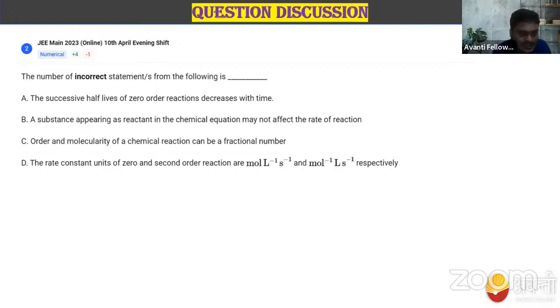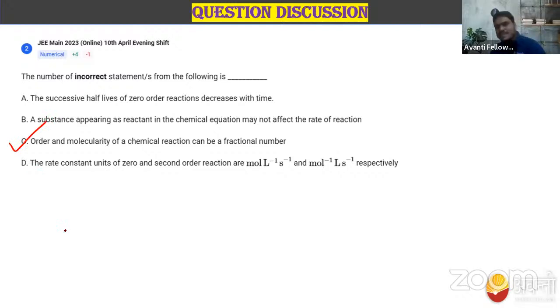देख वन बाय वन बात करते हैं. सबसे पहले बेटा, the successive half-life of zero-order reaction decreases with time. A and B, B and C. ओके, इनकरेक्ट है ना. B and C. Why B beta? A substance appearing as a reactant in the chemical equation may not be affected by the rate of reaction. तो सही बोल रहा है. C. JNB भावनगर ने बोला है C.